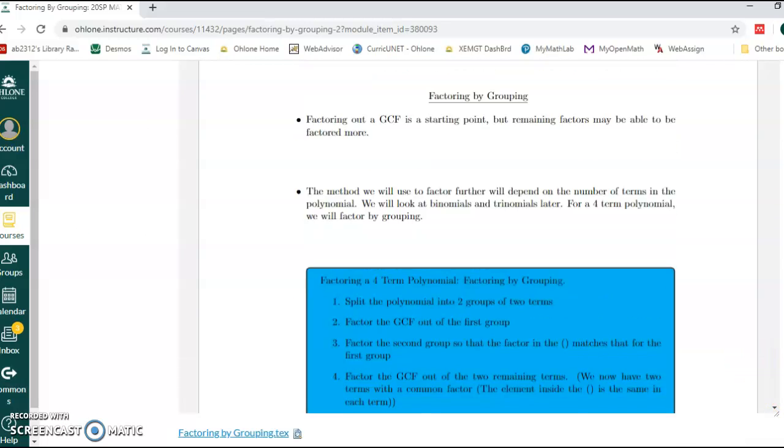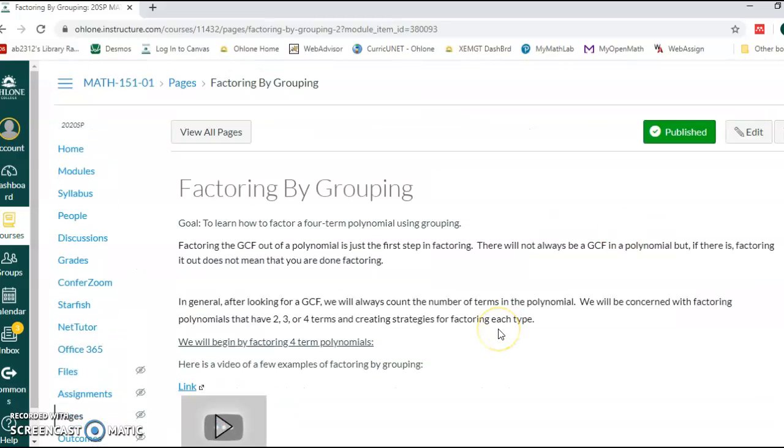But it is an essential skill and something that you want to take the time to make sure that you understand. Next week, we'll look at factoring in general. And then the following week, we have our test. So stay on top of things. Let me know if you have any questions or problems.